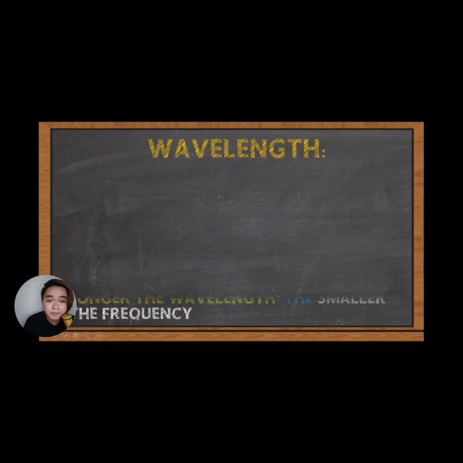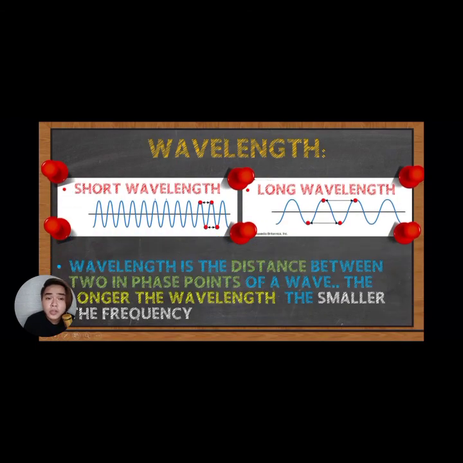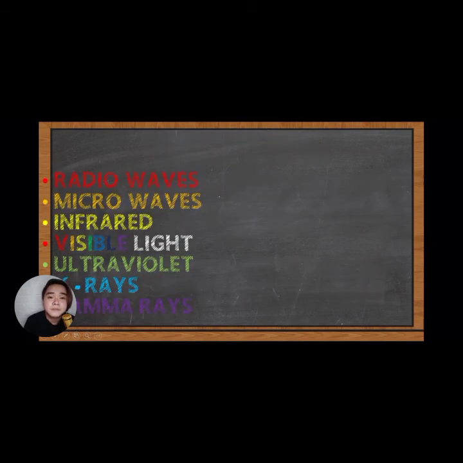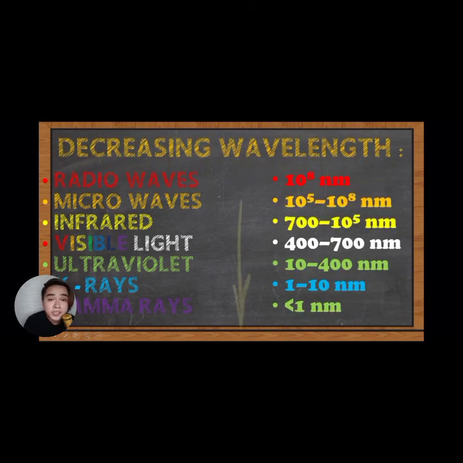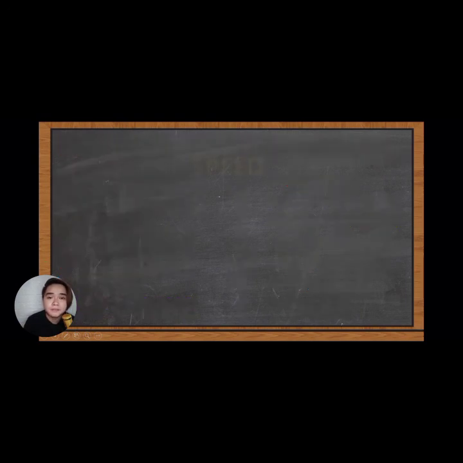Next is the wavelength. Wavelength is the distance between two in-phase points of the wave. It means it's the distance between two highest points or two lowest points of a wave. We can also see that a wave with a shorter wavelength has higher frequency, and a wave with a longer wavelength has lower frequency. Now, the electromagnetic spectrum arranges electromagnetic waves by decreasing wavelength. So we can say radio waves have the longest wavelength and gamma rays have the shortest wavelength.